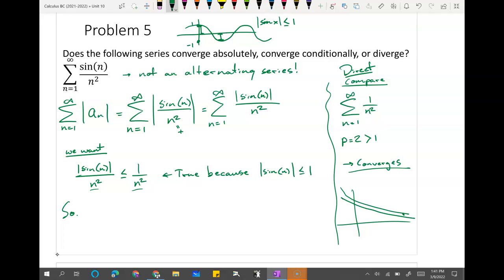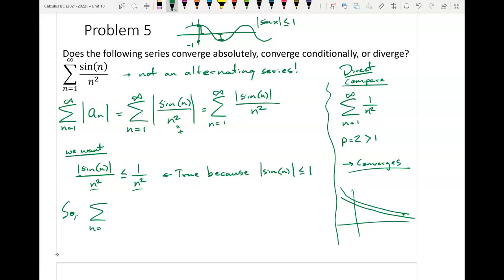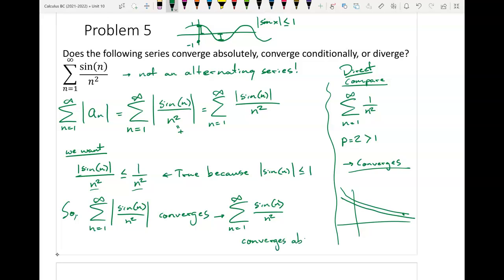So we can say that the absolute value of sine of n over n squared converges, which leads us to the conclusion that our original one converges absolutely. Okay? And so that's kind of how that one works.